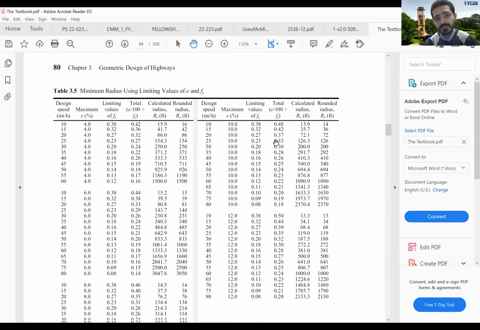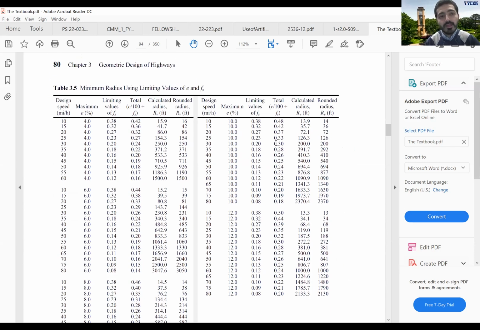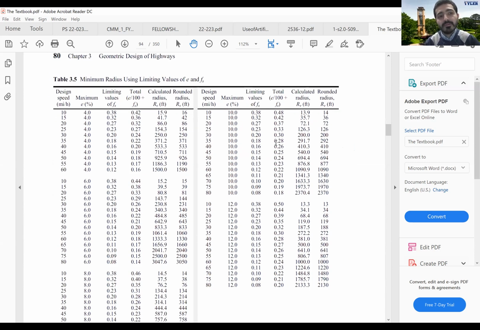I showed you this table, and please go back and review your notes. You're going to find again Table 3.5. This defines for you the minimum radius using limiting values of e and f_s. So for the first part of this table, for example, I have here design speed from 10 to 60 and the maximum e of 4%, and the f_s from 0.38 to 0.12.